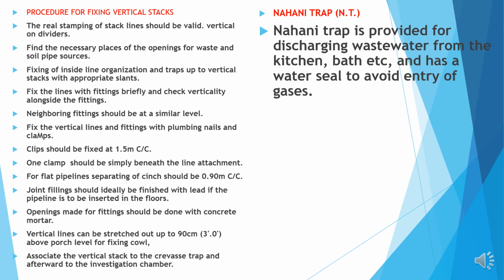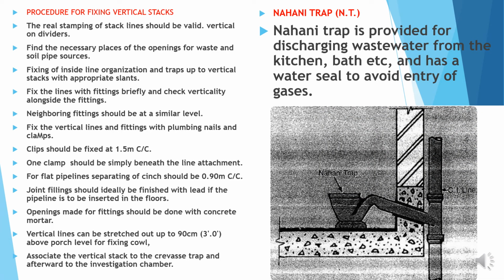Nanny trap, that is a NT. Nanny trap is provided for discharging wastewater from the kitchen, bath, etc., and as a water seal to avoid entry of gases. This is the methodology of fixing the nanny trap. Nanny trap has been fixed, goes outside, and this is a CI line, it has been connected so that at the bottom the water will go and upwards the gases can escape.